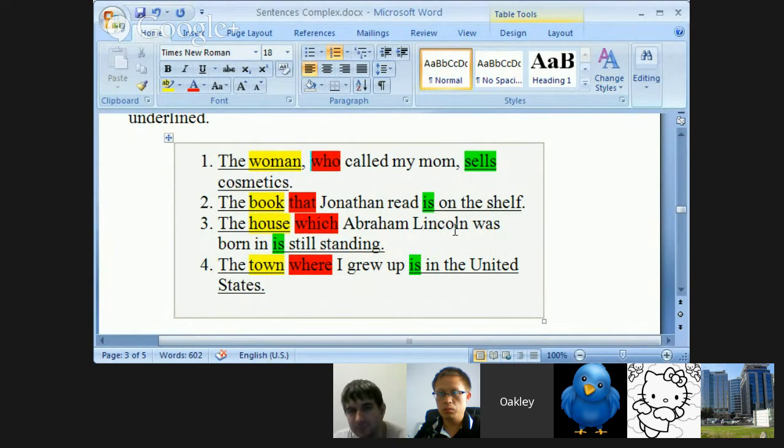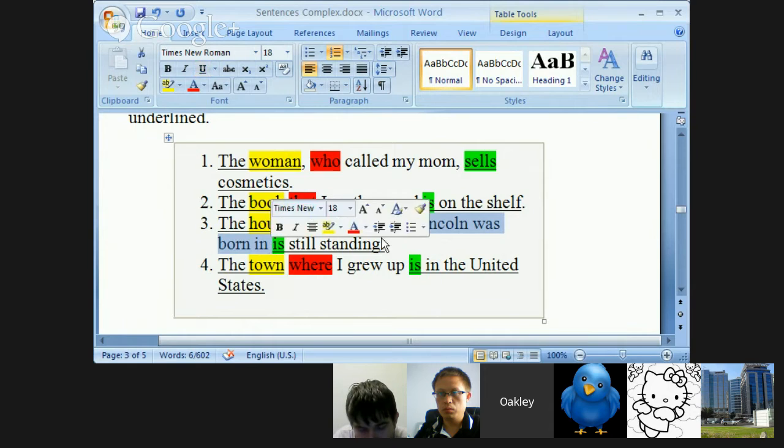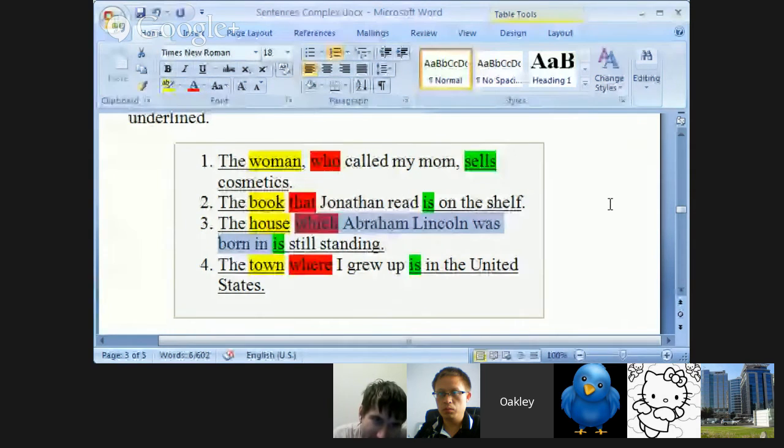Okay, the house which Abraham Lincoln was born in is still standing. So the house is still standing. It's the very simple independent clause. This extra information is why we're calling it an adjective clause, because it's added information about the noun: the house which Abraham Lincoln lived in, the book that Jonathan read, the town where I grew up. Okay, there is added information.